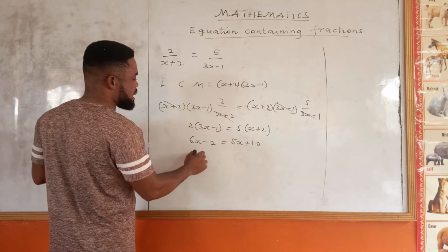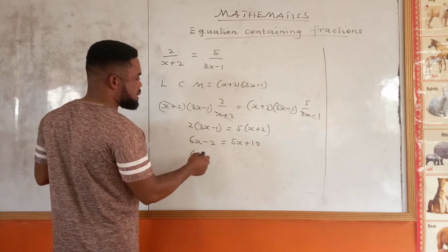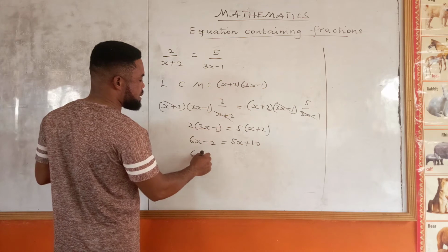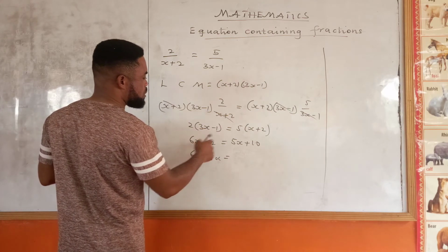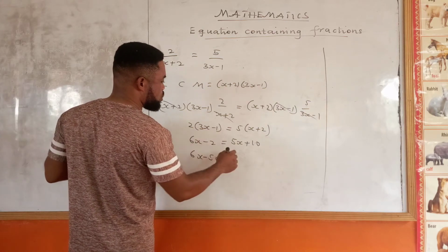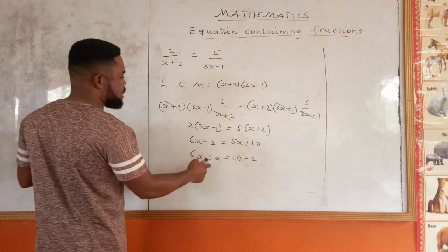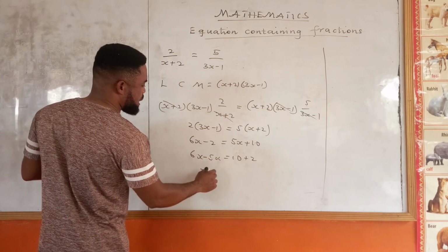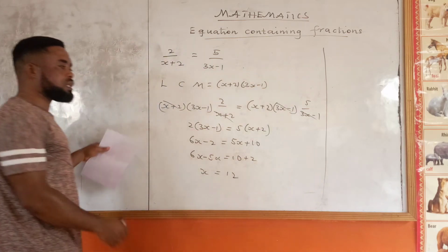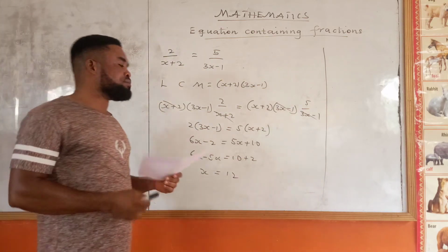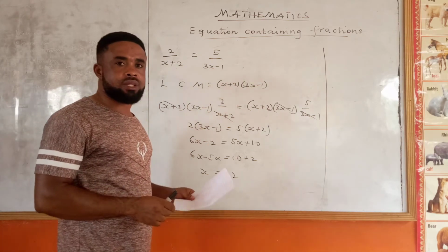Then we group our like terms. We have 6x here. The 5 here is having x, so we need to bring it. So positive, therefore we make it negative 5x, equal to this one positive 10, and positive 2 over there. Therefore here we take 5x from 6x, we have 1, which is the x. Then 10 plus 2 will give us what? 12. That's our answer. So this is what we have for today.